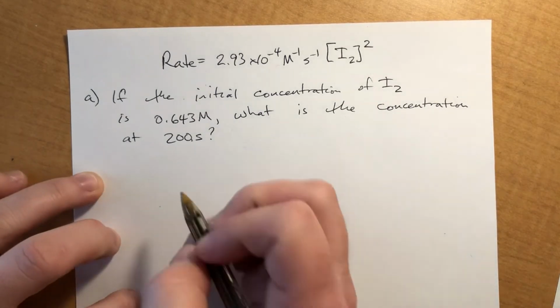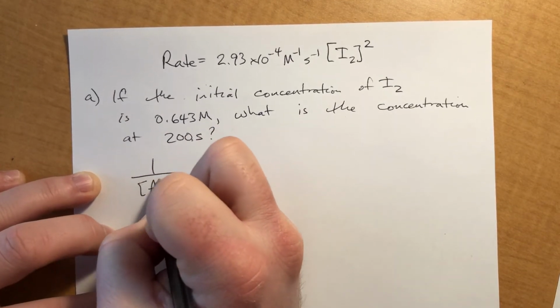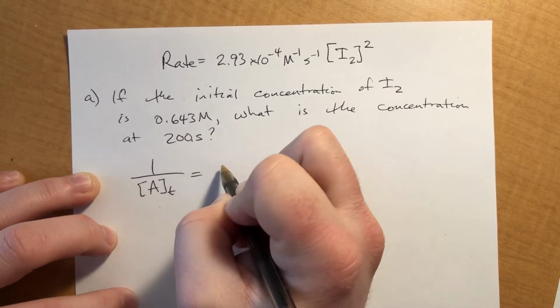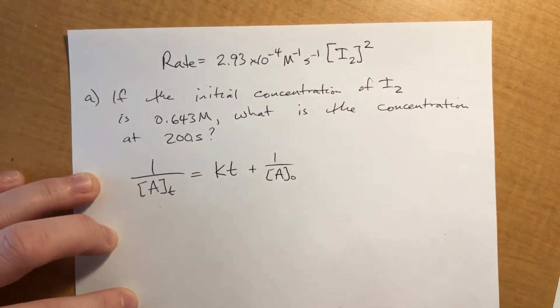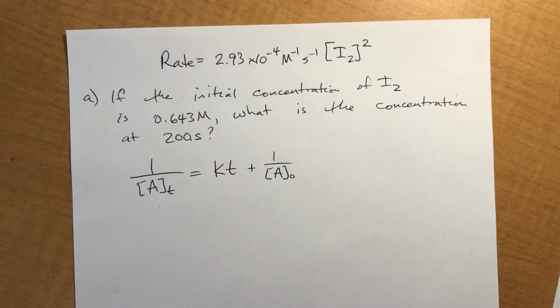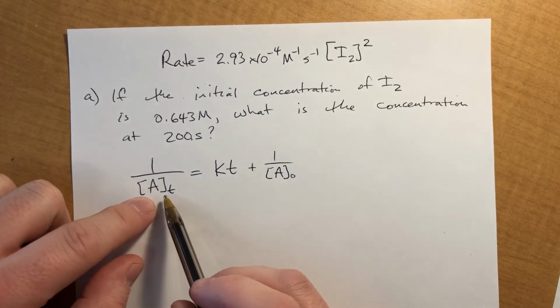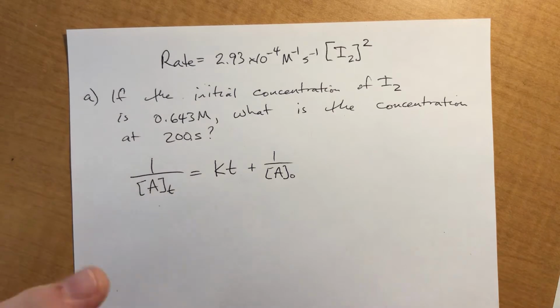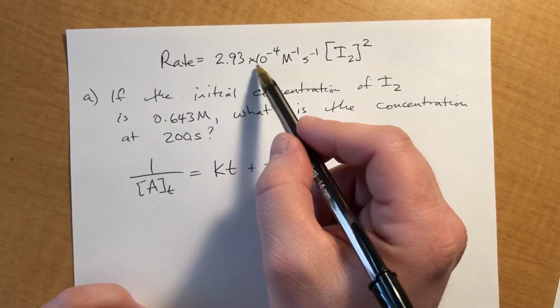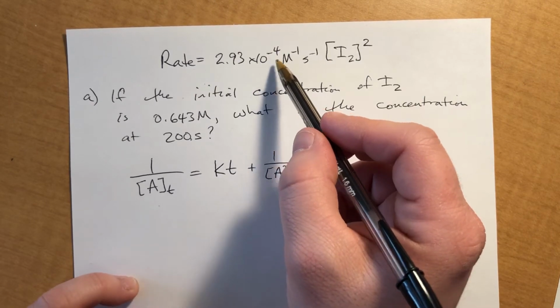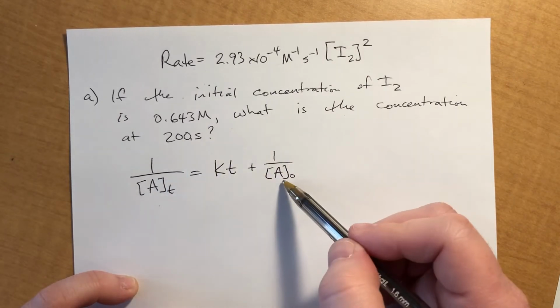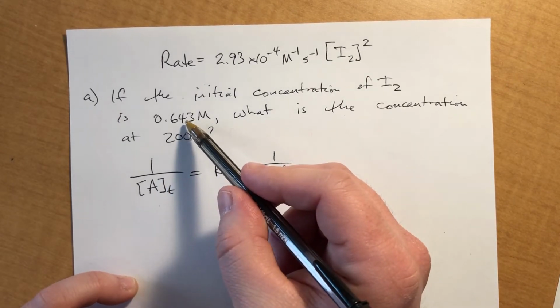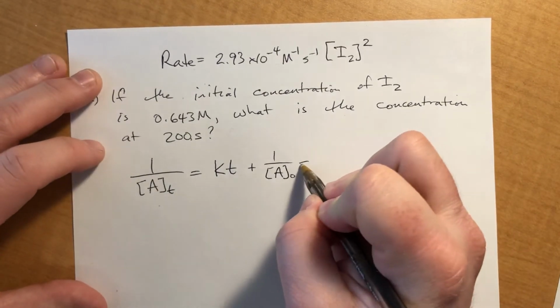So we're going to rewrite that equation so we have something to work with. We really don't need to rearrange much because it's kind of in terms of concentration of A sub t over here. Yes, it's inverted, but we'll deal with that right at the end. So K is 2.94 times 10 to the negative 4 inverse molar inverse seconds. T is 200 seconds, and this is 0.643. So I'm just going to plug everything in.